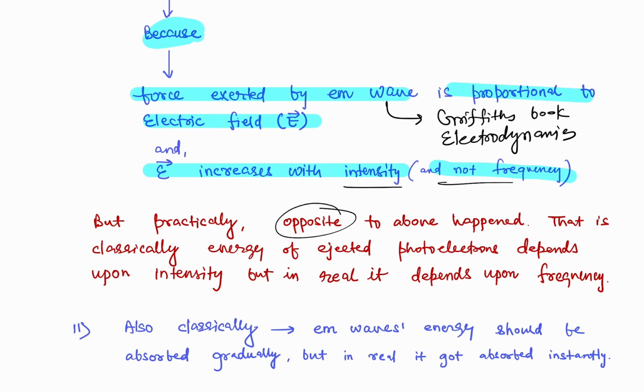So that should have happened, that energy increases with intensity, but practically the opposite is happening. That is why classically the energy of ejected photoelectrons depends upon intensity, but in reality it depends upon frequency. Energy depends upon frequency.